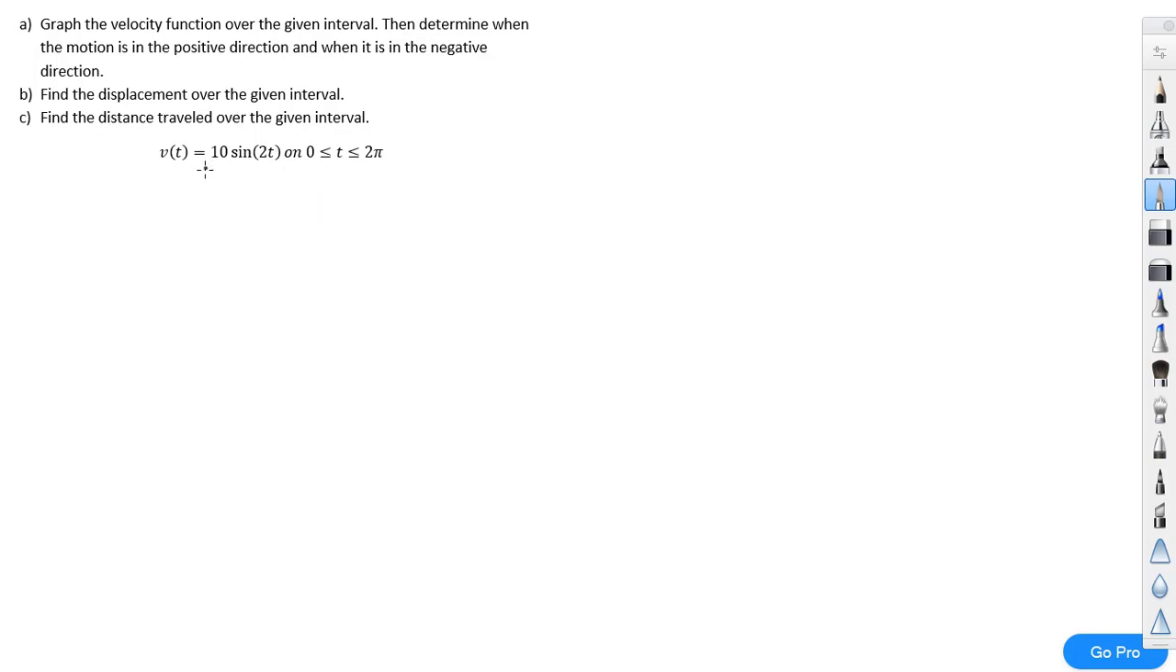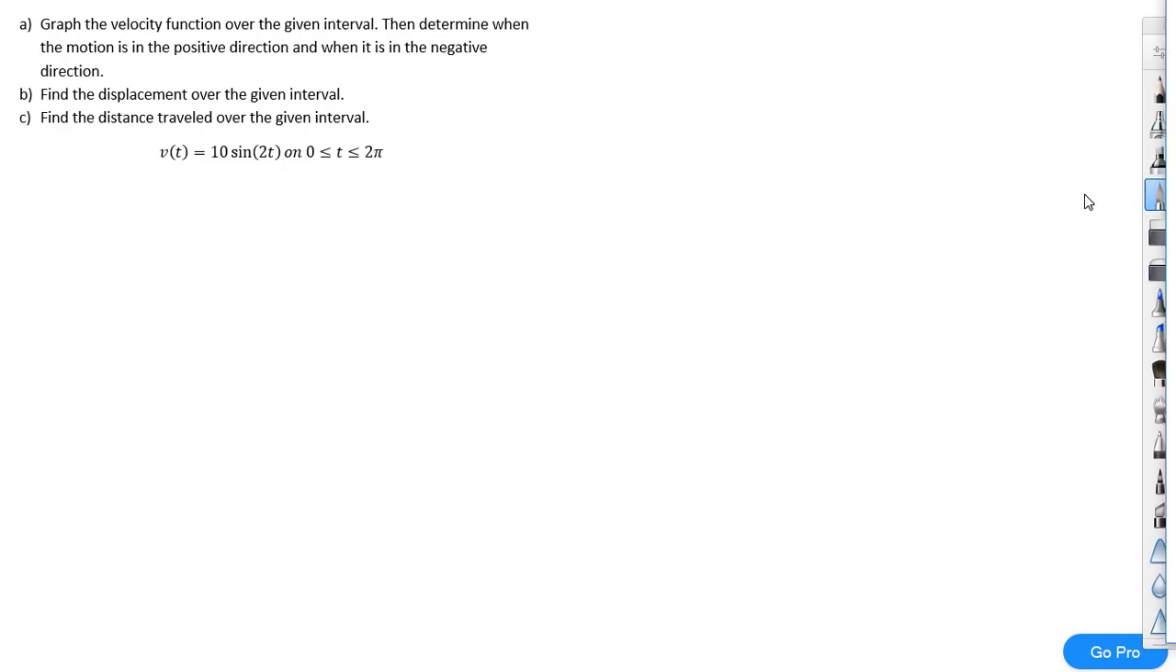So for this one, we're going to be looking at 10 sine of 2t on the interval from 0 to 2 pi. So the first thing I'm going to do is graph this. You can do that using your graphing calculator. I like to use a website called Desmos. So I'm going to go ahead and pull that up over here for us.